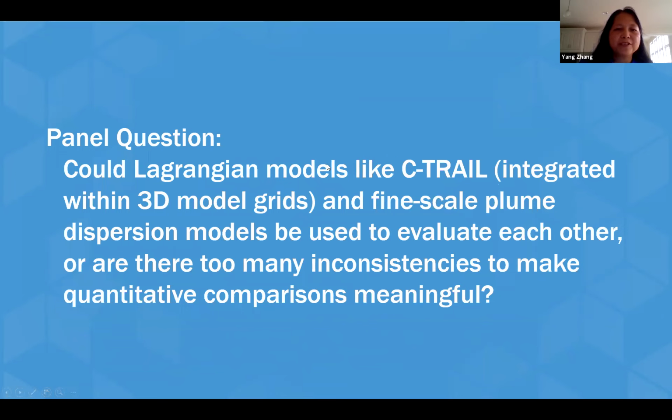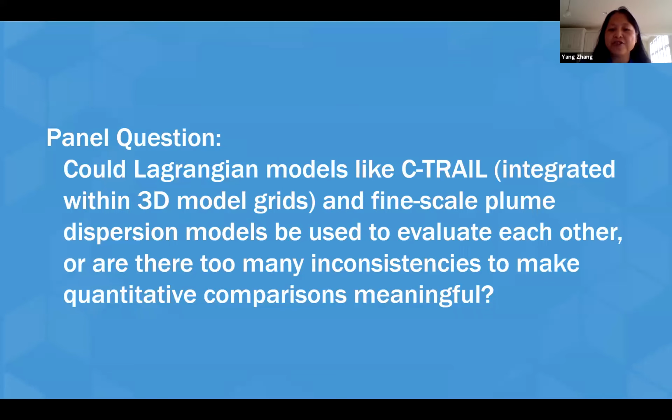Since the first generation of air quality model developed in the late 70s, there have been multiple generations, roughly one generation per decade. And the current trend is a coupled meteorology and chemistry model. Another trend is the multi-function model or hybrid model. So here is a panel question addressing that.